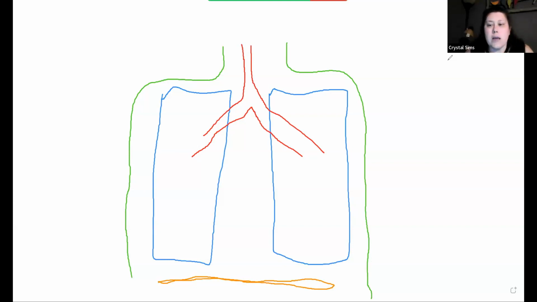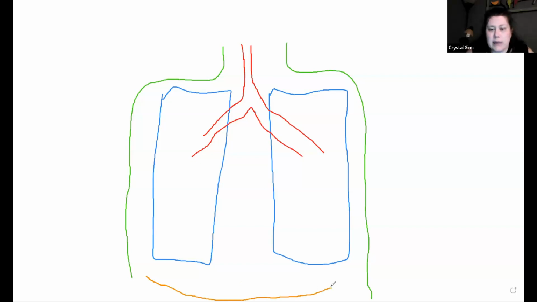So when air comes in, here's what happens to make air come into the lungs. So here's our diaphragm down here at the base of the lungs. What's going to happen is that the diaphragm is going to basically contract here. And what that does is it opens up the space in the thoracic cavity. It expands the volume of the thoracic cavity.